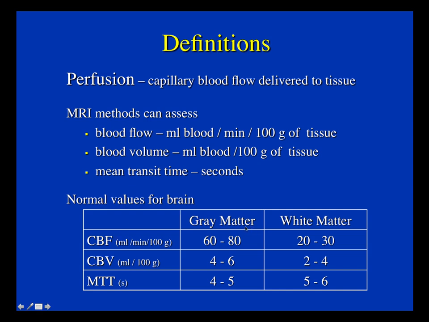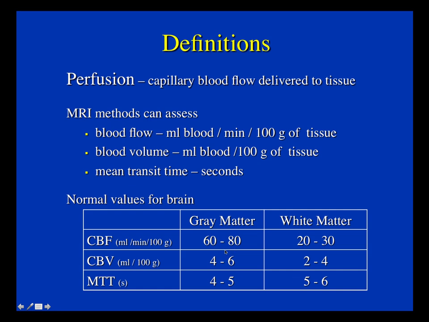Just some numbers to keep in mind here. Cerebral blood flow, in milliliters per minute per 100 grams, is about anywhere from 60 to 80 in the gray matter, and the white matter is about 20 to 30. The cerebral blood volume is about 4 to 6 milliliters per 100 grams in the gray matter, and about a factor of 2 less in the white matter. And the mean transit time is on the order of 4 seconds in the gray matter, and the white matter is a little bit longer.